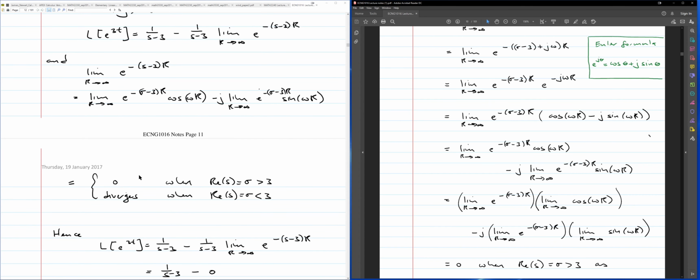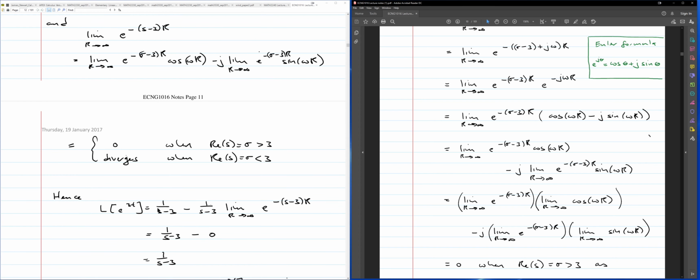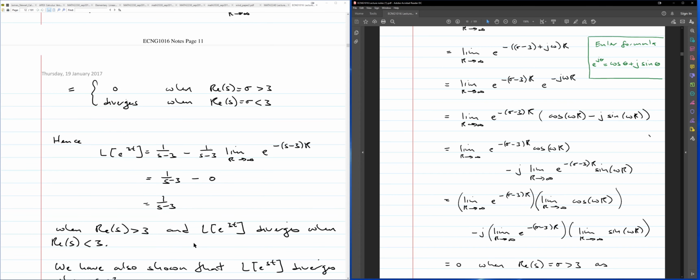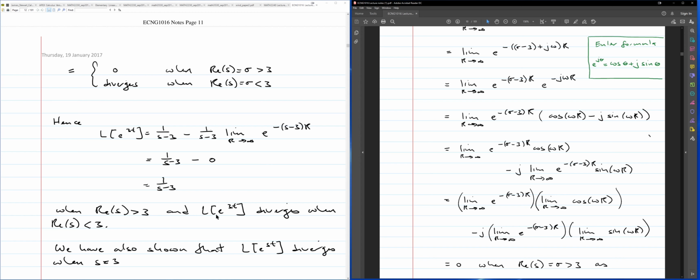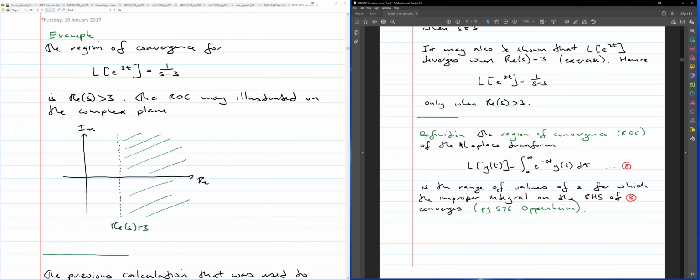And therefore, what you get is Laplace of e to the 3t is equal to 1 on s minus 3 minus 0, provided your real part of s is bigger than 3. Otherwise, your Laplace of e to the 3t is going to diverge when your real part of s is less than 3, and actually when your real part of s is equal to 3 also. Alright, so we have this definition, which is regions of convergence for Laplace transform.